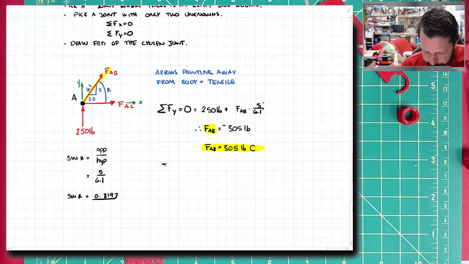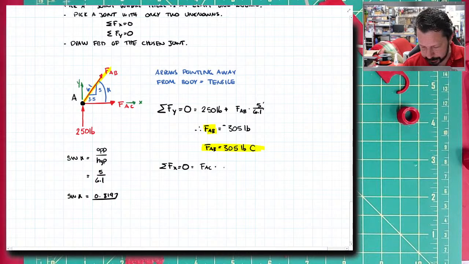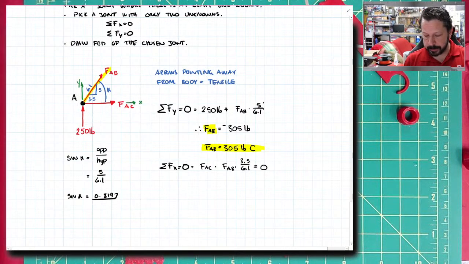Now we can do X. And again, what I would do is I would go back to the diagram and write, all right, AC plus FAB times, and now I'd use the cosine, which is the adjacent, so 3.5 over the hypotenuse 6.1. The 250 has no X component, so I leave it out. Equals 0. Then I go in and say, oh, this AB is 305 pounds of compression.